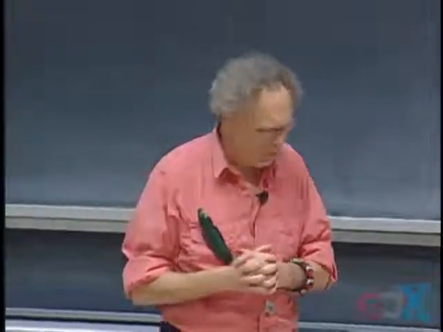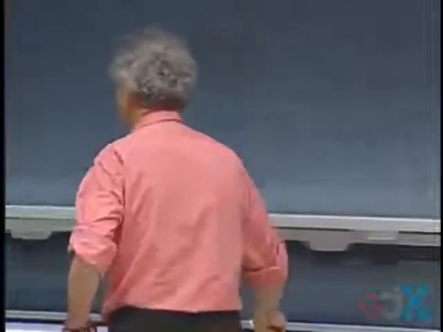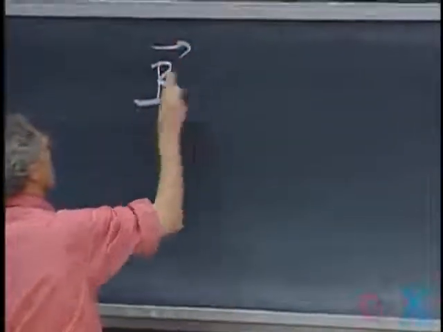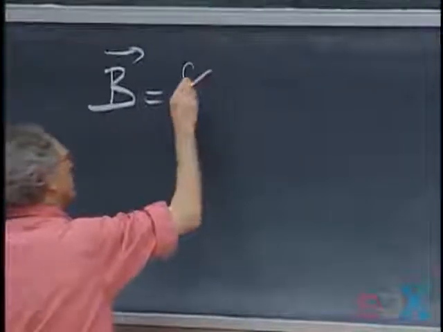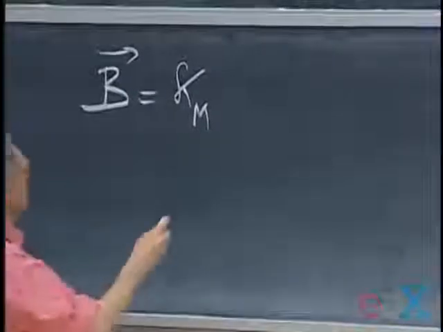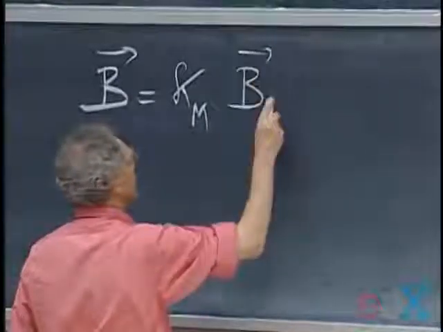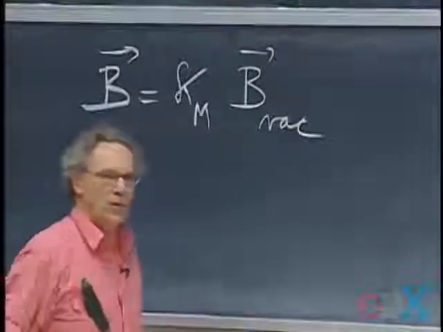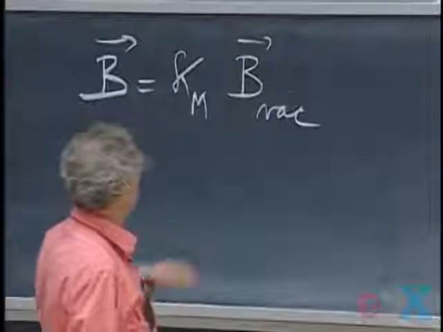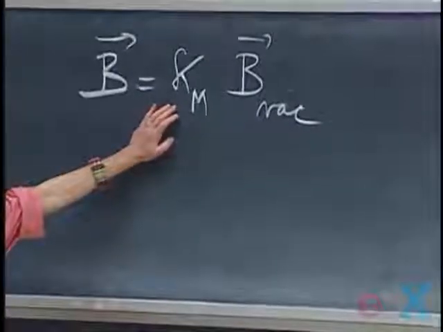When I expose material to an external magnetic field, then we learned last time that the field inside that material is modified. And we express that in terms of an equation that the field inside the material is kappa of m, which is called the relative permeability, times the external field, and I will refer to that all the time as the vacuum field.